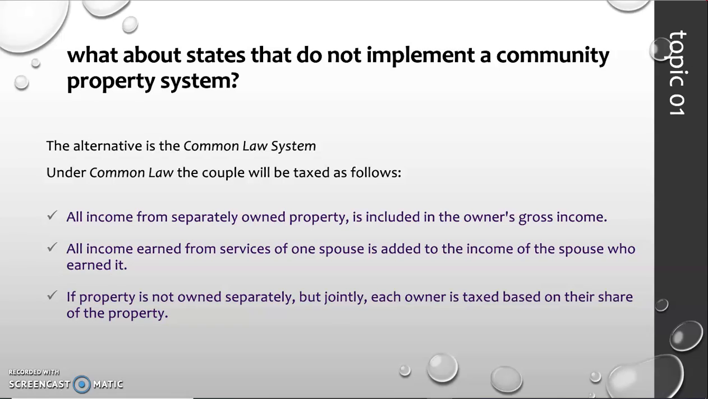What if a state doesn't implement a community property system? In that case, they would be implementing the common law system. Under common law, all income from separately owned property is included in the owner's gross income. Income earned from services of one spouse is added to the income of the spouse who earned it. And if property isn't owned separately, it's owned jointly, each owner is taxed based on their share of the property.